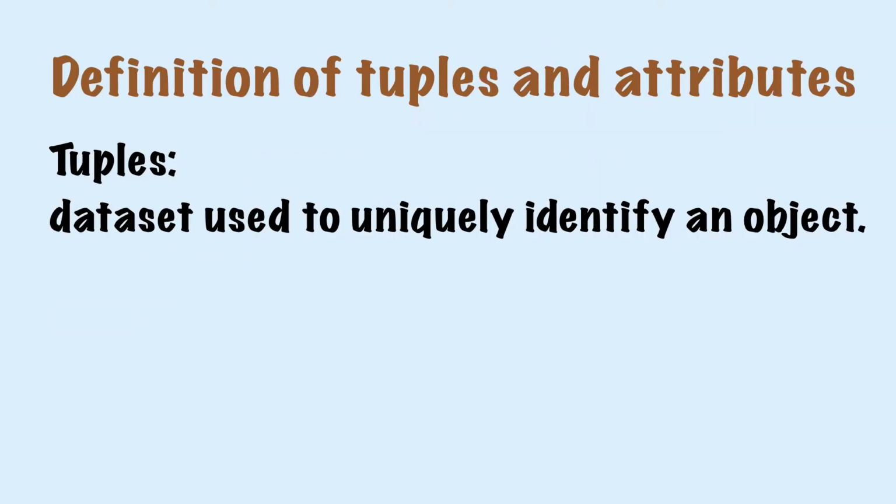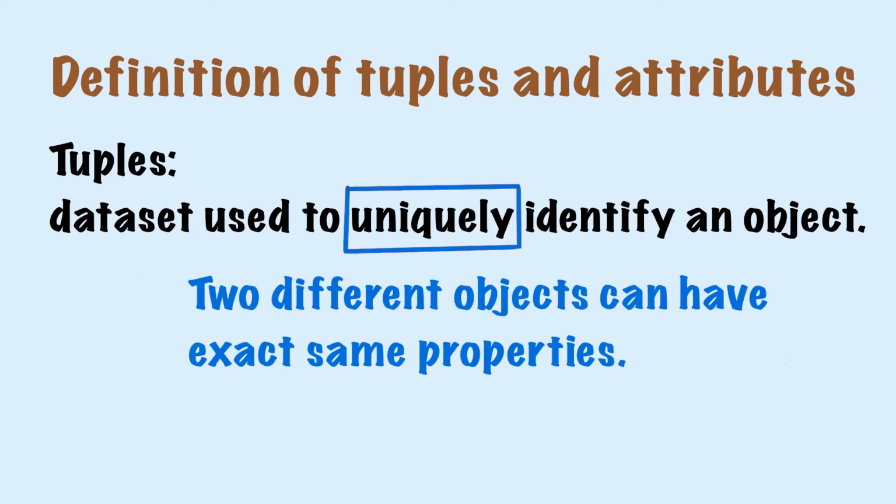In a formal way, tuples, which are also rows, are used to uniquely identify an object. However, the uniqueness is not strict in this case. Two different objects can have exactly the same properties. For instance, two people can give the exact same answers in a survey, but they are still two different objects.